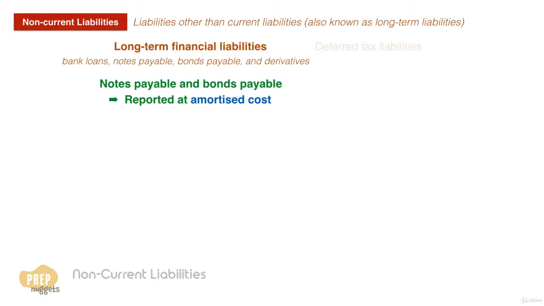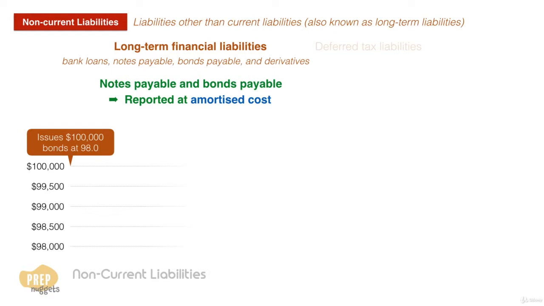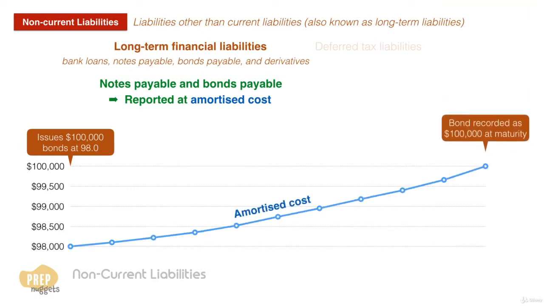At maturity, the amortized cost of the bond will be equal to the face value of the bond. For example, if a company issues $100,000 of bonds at a discounted price of 98.0, the bonds are reported initially as a liability of $98,000. Over the bond's life, the discount of $2,000 is amortized such that the bond will be recorded as a liability of $100,000 at maturity. Similarly, any bond premium would be amortized for bonds issued at a price in excess of face or par value.